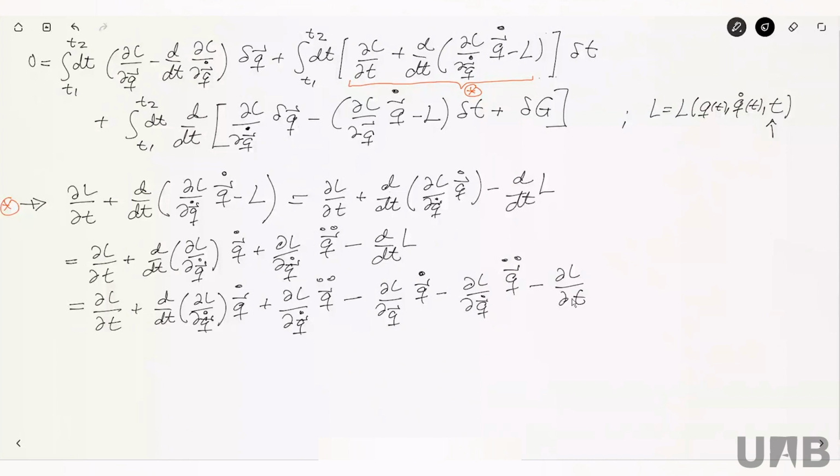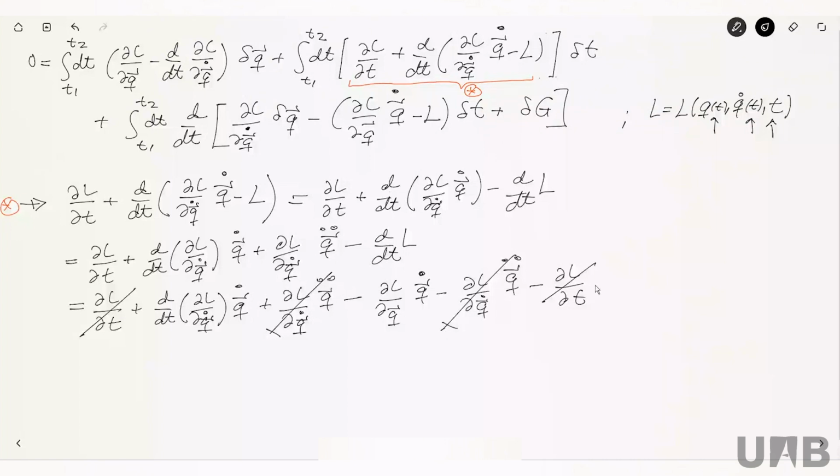So that's a chain rule applied to this derivative. I have to take the derivative with respect to time, and there is a time derivative here, here, and then the explicit time derivative. So it's dL/dq dot, minus dL/dq dot times q double dot, minus dL/dt. Okay? So now we see that this term cancels that term. And also, this term here cancels this term here.